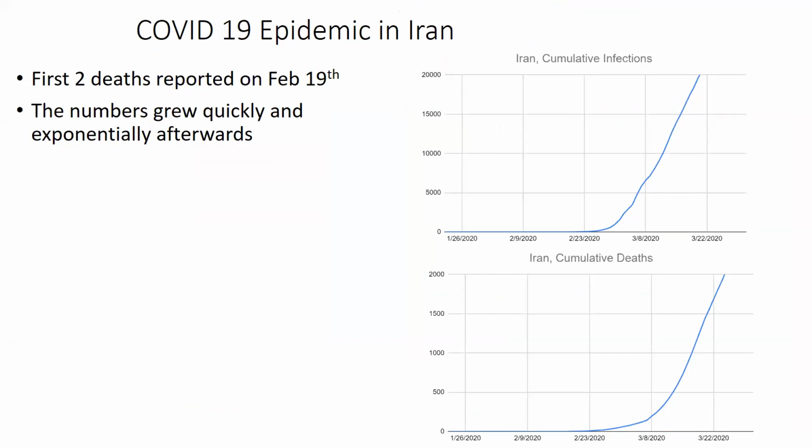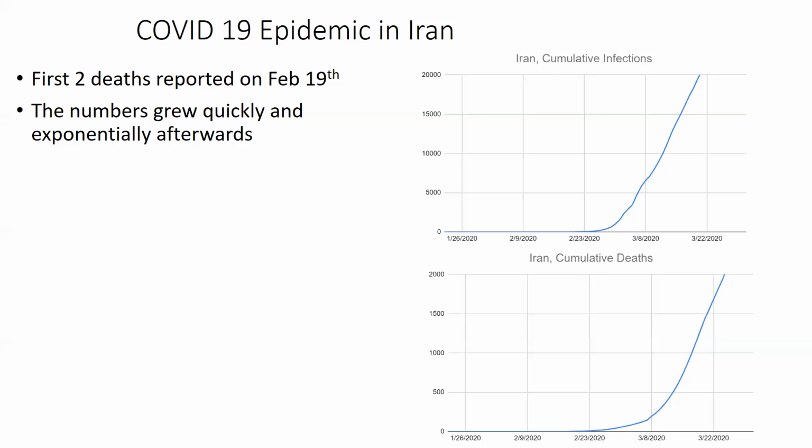If you plot graphs over time of the number of infected individuals by then, the first 2 deaths are on February 19th, and the numbers are growing as they are reported. But then there are also other indicators that we should consider.